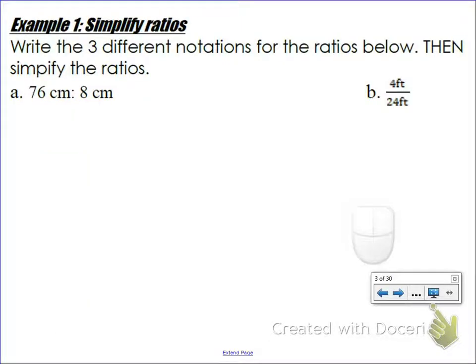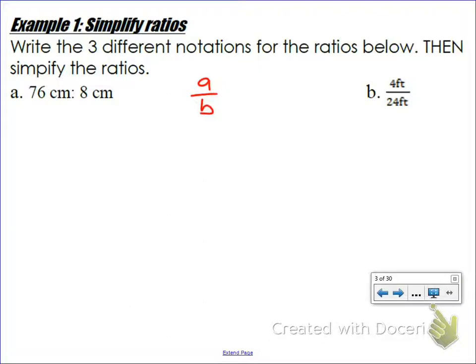All right, well, we've got that vocab figured out. Let's go ahead and do number one here. What we're going to do is practice writing ratios. Now we can write ratios in three different notations, and then we're going to simplify the ratios. So the first one we have is 76 centimeters to 8 centimeters. The three different ways we can write ratios are as follows. We can write ratios as a fraction.